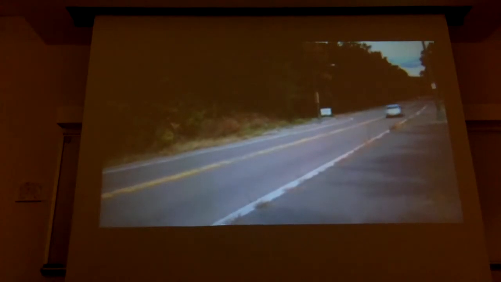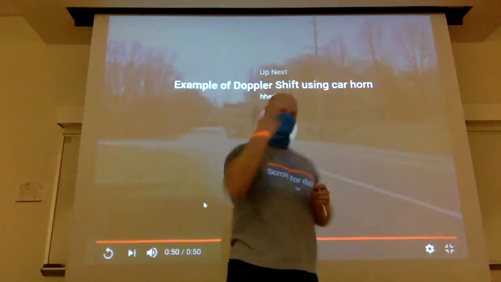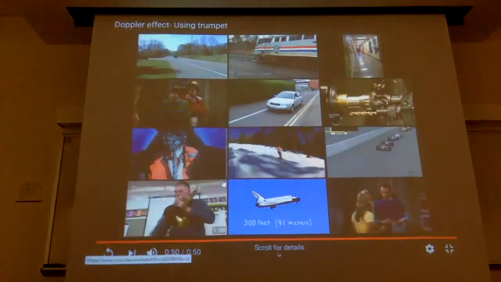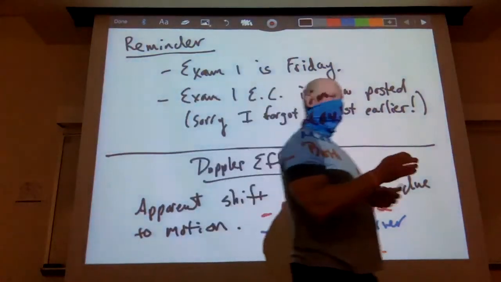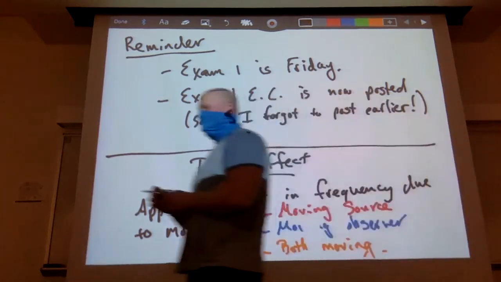So that's the Doppler effect. As the car is moving towards them, there's an apparent upward shift in frequency because of the motion. And then as it moves away, there's an apparent downward shift in frequency also due to the motion. Okay? So this is what we call the Doppler effect. The Doppler effect is that shift in frequency or pitch due to the fact that there's some sort of motion. So how does this occur?